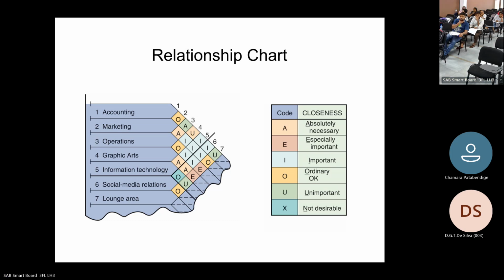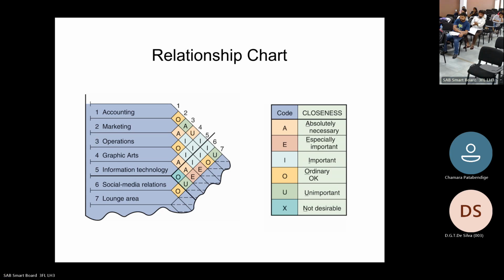Especially important, important, okay, unimportant, and there can be not desirable relationships. So in the relationship chart that we develop like this, there are how many departments? Several departments: accounting, marketing, operations and all. And there are these cages in a relationship diagram. Now, experts will assess the closeness requirement and assign the related code here.